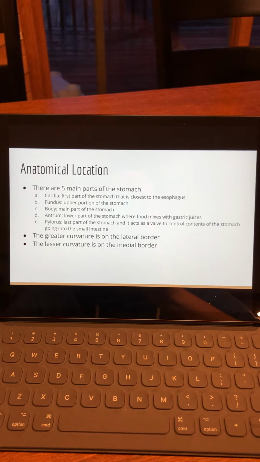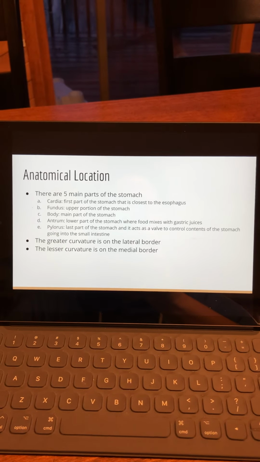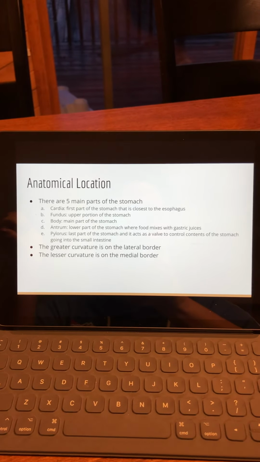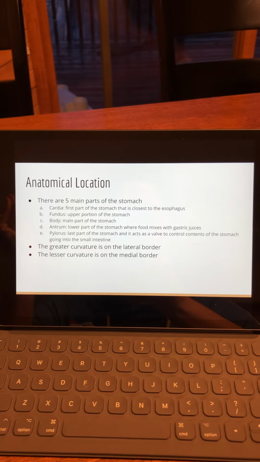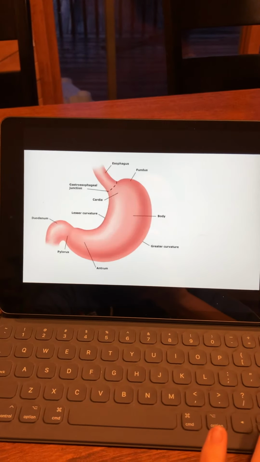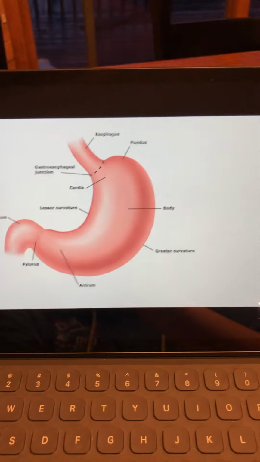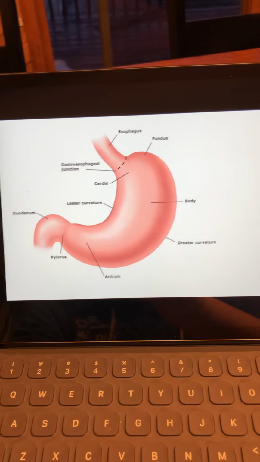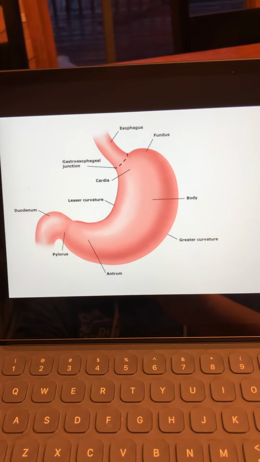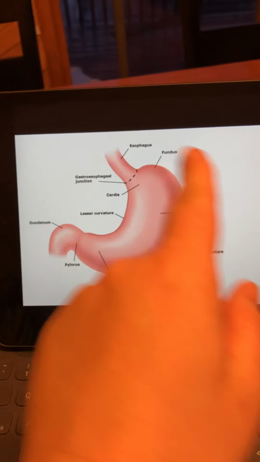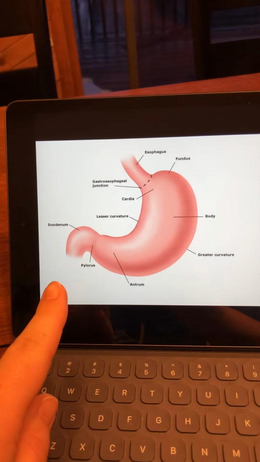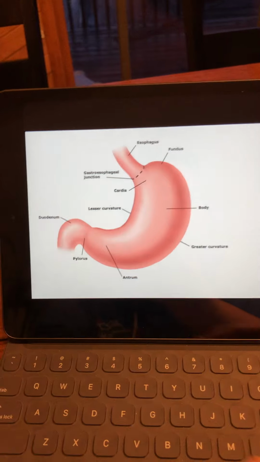And then just some other parts of the stomach, you have the greater curvature, which is on the lateral border of the stomach, and then the lesser curvature, which is on the medial border. And then here is just a good diagram of the stomach and all of its parts. There's the top where the esophagus goes, and then the bottom where the pylorus leads into the small intestine.